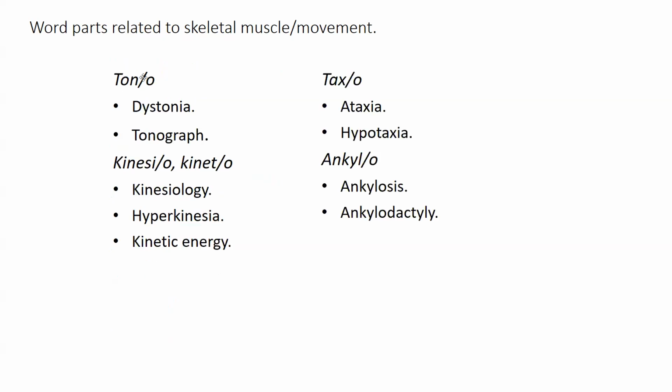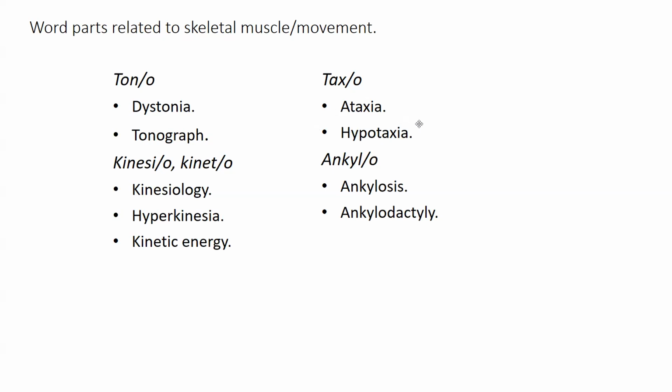Tono refers to how much tension there is in a muscle. How much muscle tone does it have? Dystonia literally means a condition of bad tone. A tonograph measures how much tension is in a muscle. Taxo refers to a position or a classification, in this case a position, or it can refer to tension as well. So ataxia means no tension in that muscle.